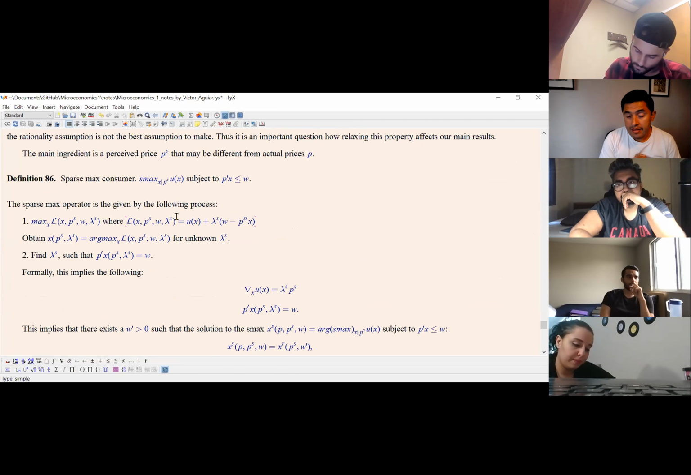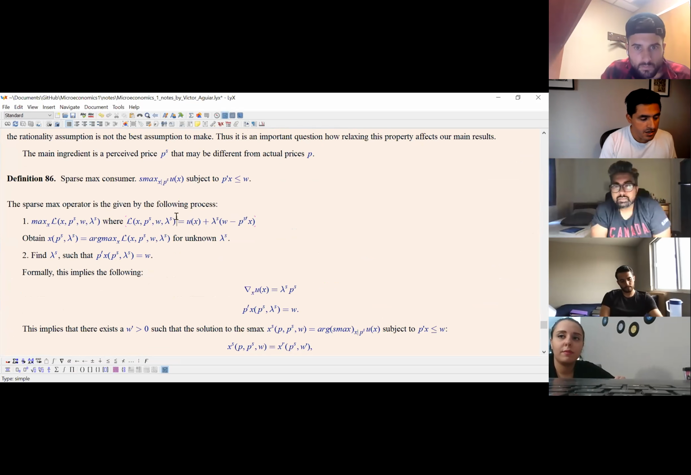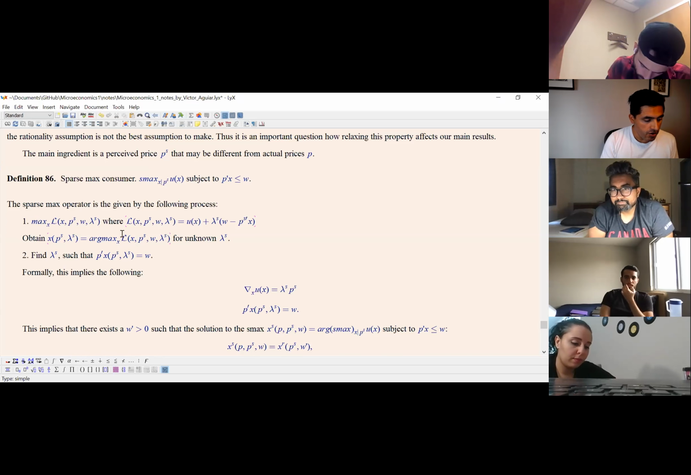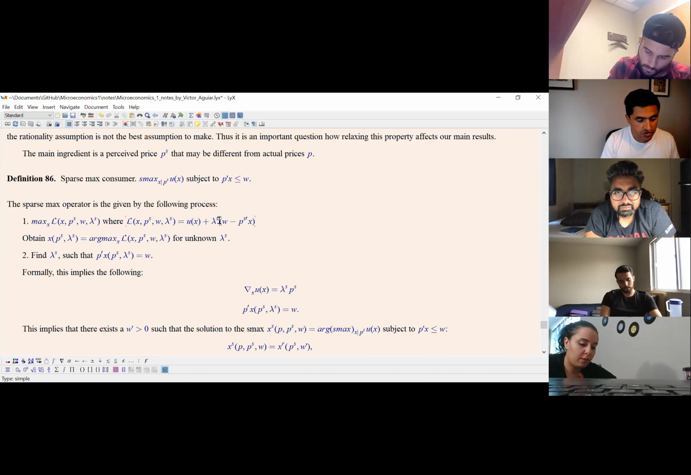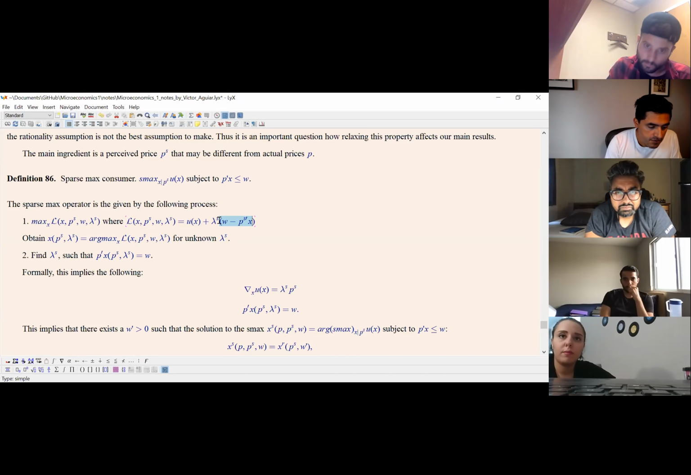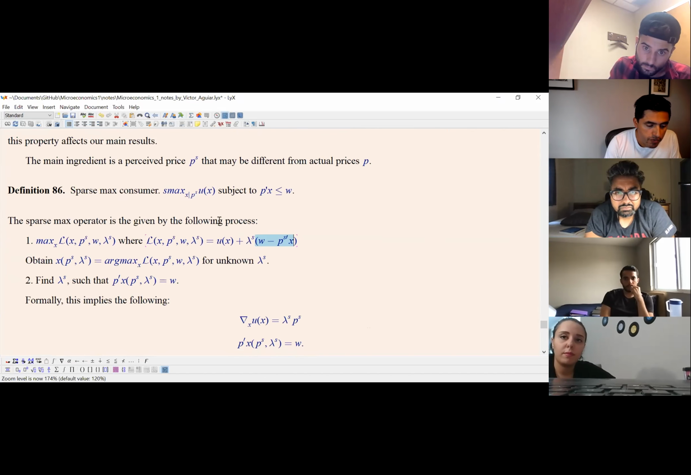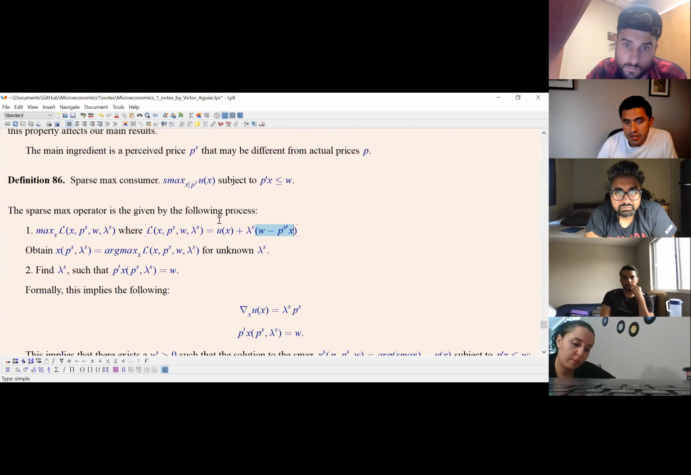Okay, so I need a Lagrangian, but this Lagrangian is going to be different. So I propose this sparse Lagrangian, which is basically going to be the following object. The first thing is that I augment the utility plus what looks like a budget constraint. But I want you to notice what is the change here. Instead of the true price, what do you have here? You have the psychological price, okay?